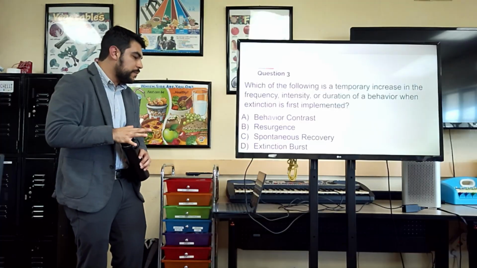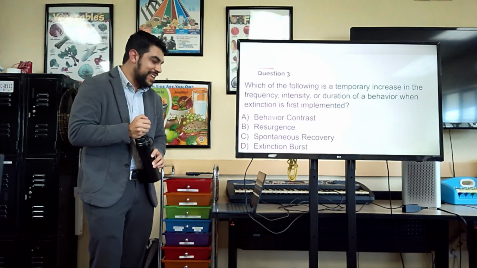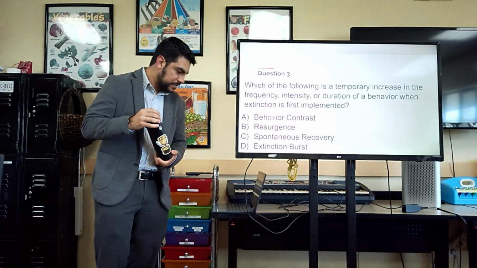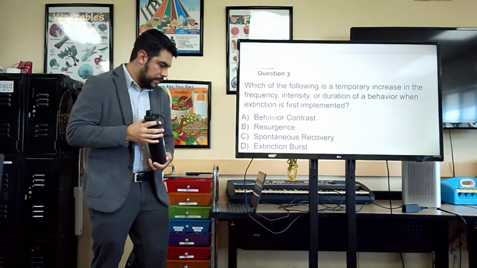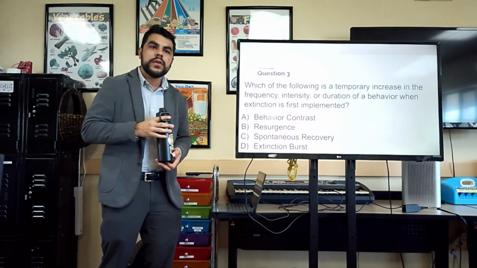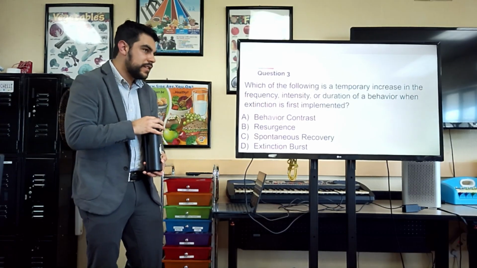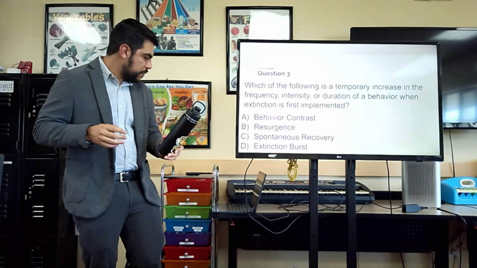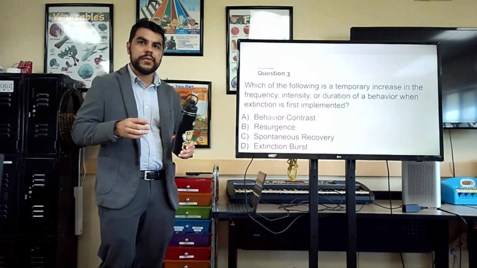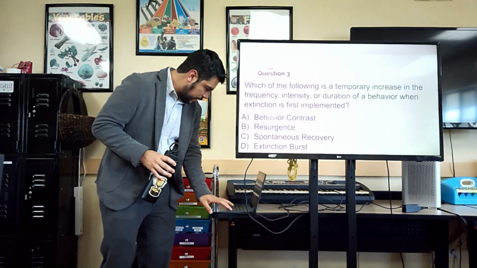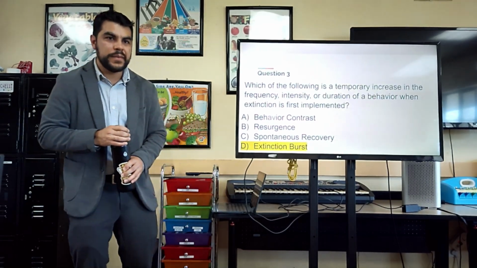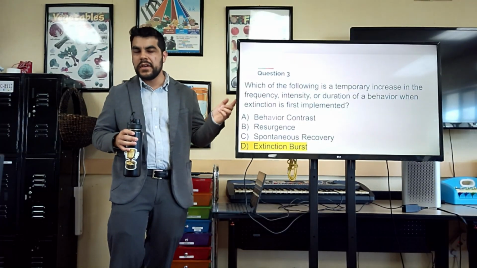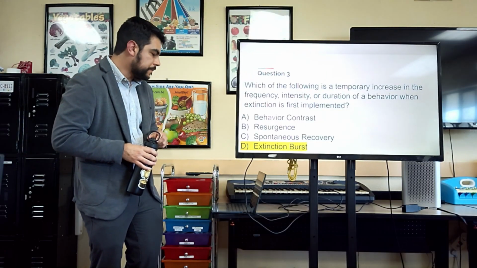Which of the following is a temporary increase in the frequency, intensity, or duration of behavior when its extinction is first implemented? Okay, extinction burst. So D. Anybody else think it's D? Yes, extinction burst. Keep in mind that spontaneous recovery is when it is prolonged. It happens after the extinction procedure is implemented.